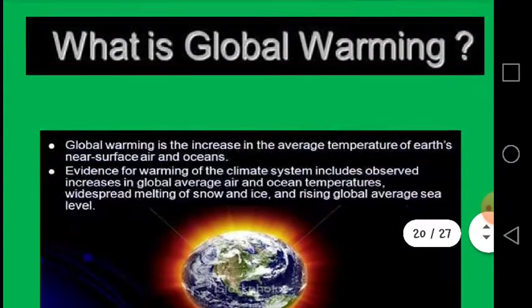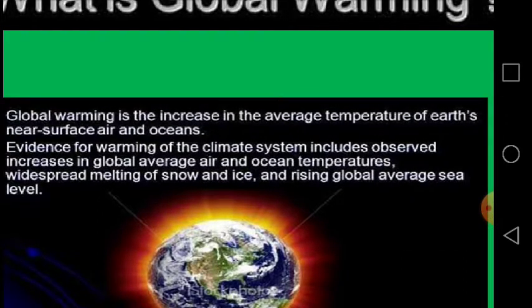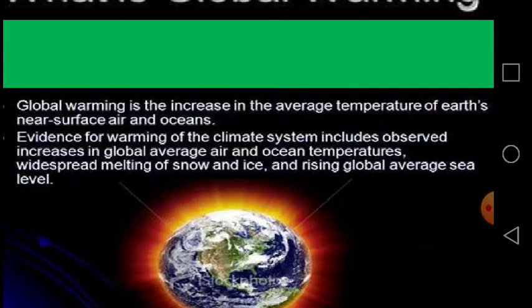Now we are going to focus on understanding global warming. Global warming is basically the increase in the average temperature of the Earth's near surface, air and oceans. Evidence for warming of the climate system includes observed increase in the global average air and ocean temperatures, widespread melting of snow and ice, and rising global average sea level.